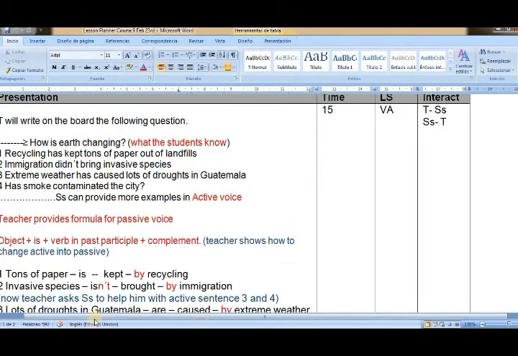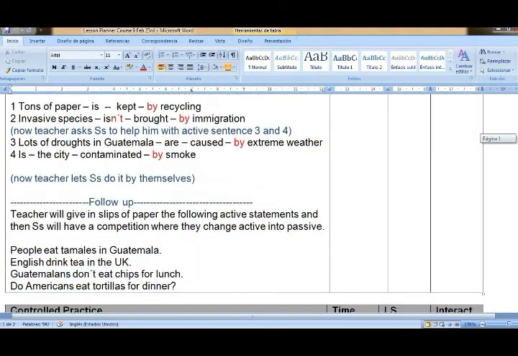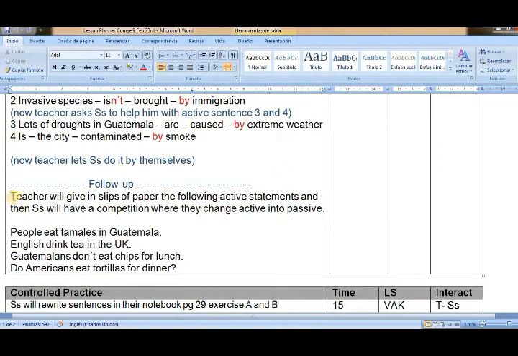Okay, so here is my planning. You can see, and this is what I did: the questions, then how I changed them into passive voice, and finally the follow-up. Look, it says the teacher will give in slips of paper or write on the board the following active statements, and then students will have a competition where they change active into passive. And then I have a couple of examples here. It says people eat tamales in Guatemala, English people drink tea in the UK, and so on.